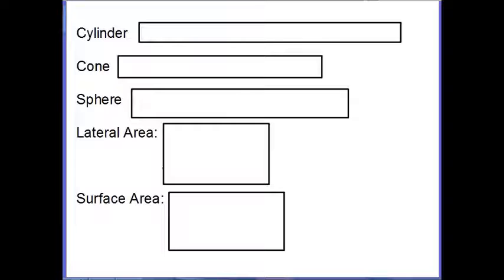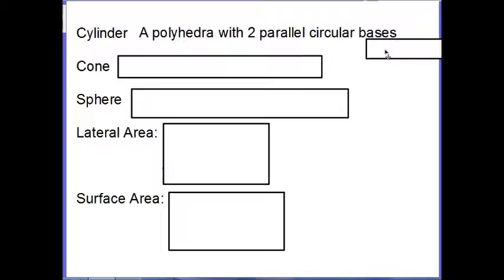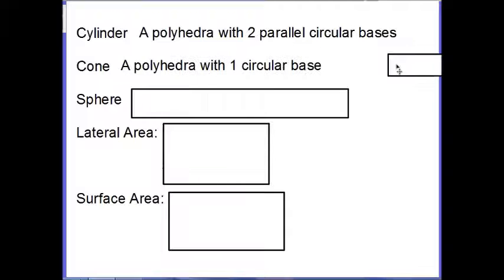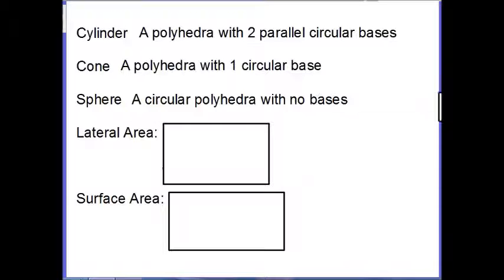First in this section, we have to address our vocab words. First and foremost, a cylinder. A cylinder is a polyhedra with two parallel circular bases. A cone is a polyhedra with one circular base. A sphere is a circular polyhedra with no bases.